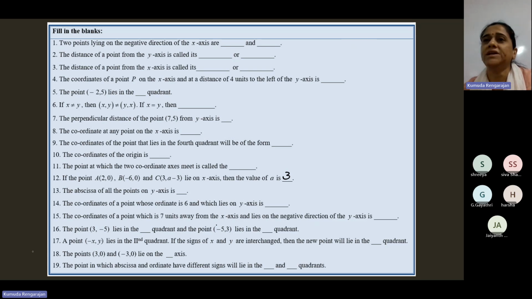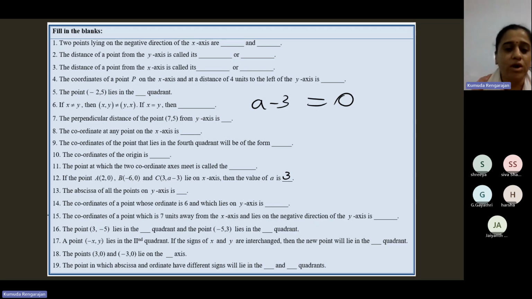What is the y coordinate of the point C? a - 3. But what should be the y coordinate of a point on the x-axis? 0. If the point lies on the x-axis, the y coordinate should be 0. But what is the y coordinate here? a - 3. That means a - 3 should be 0. On solving this, a is equal to 3. So the value of a is 3.